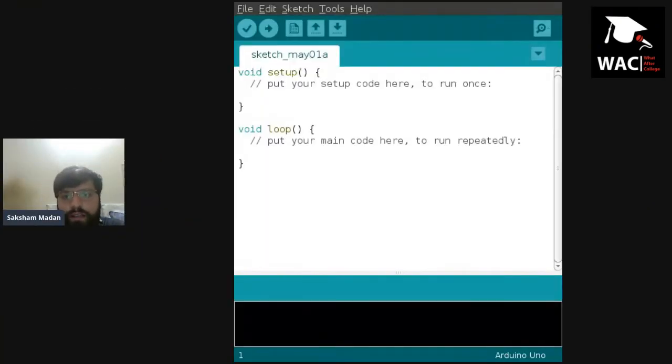So this is how our Arduino IDE looks. We have two functions over here, void setup and void loop. Whenever we are working on an Arduino system or any hardware system, we need to initialize our pins first: what pin will be an output, what pin will be an input, what will be our baud rate.